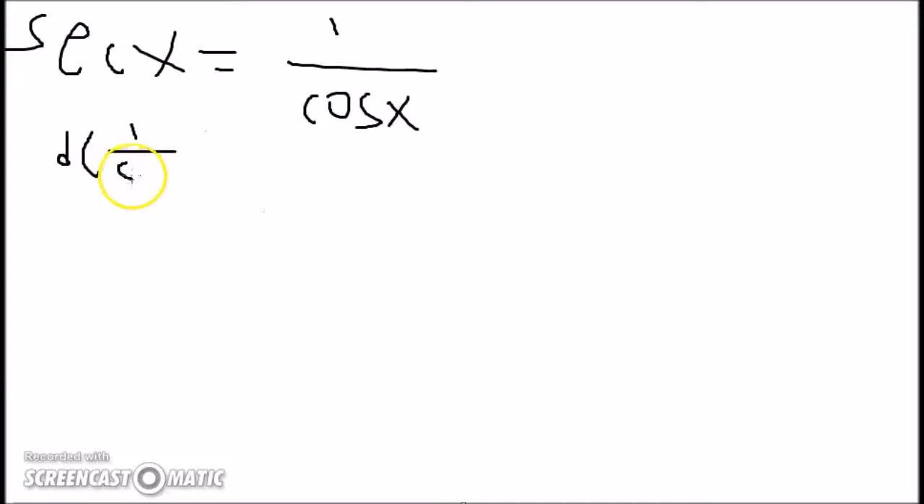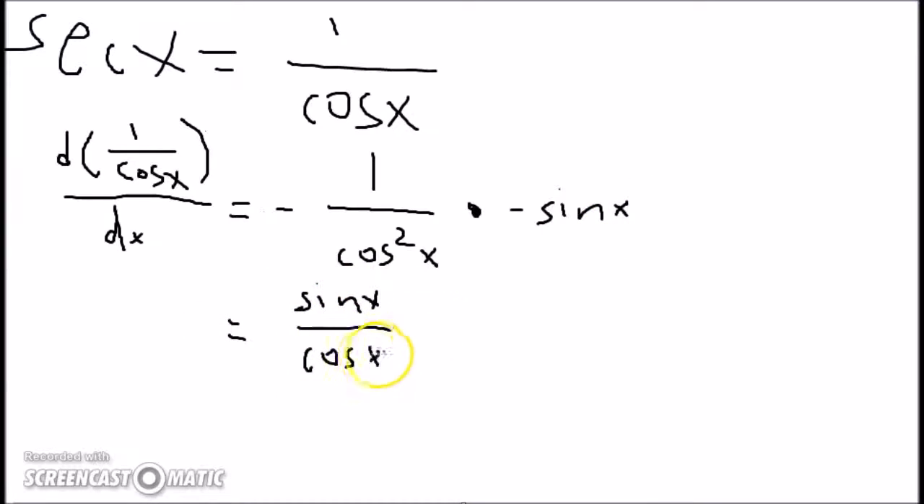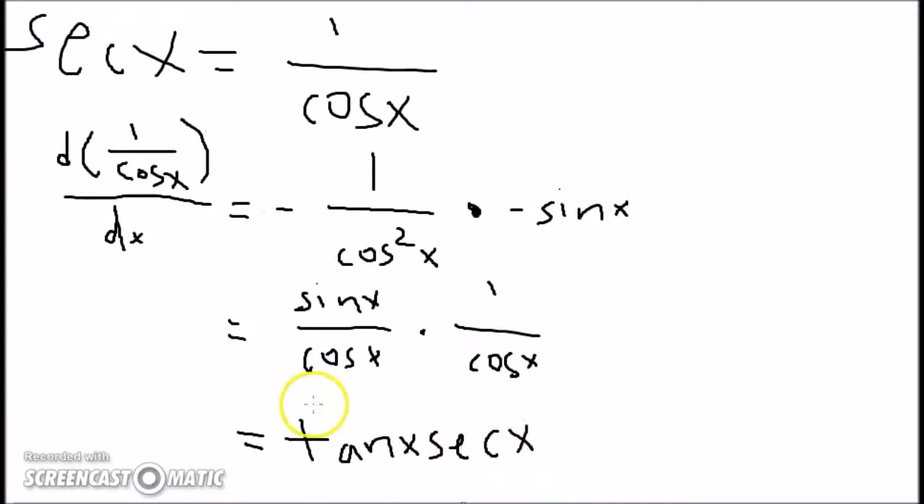For secant of x, I know that it is just 1 over cosine x, and I use the same principles as the first problem and get negative 1 over cosine squared x. However, I do see some chain rule going on, like always, and the negative from the derivative of cosine x just makes the term positive. We split things up and get sine x over cosine x and 1 over cosine x, which ultimately becomes tan x secant x.